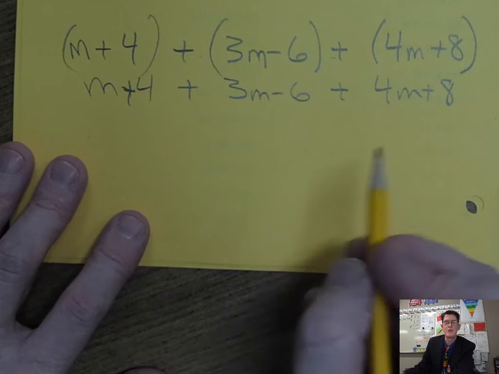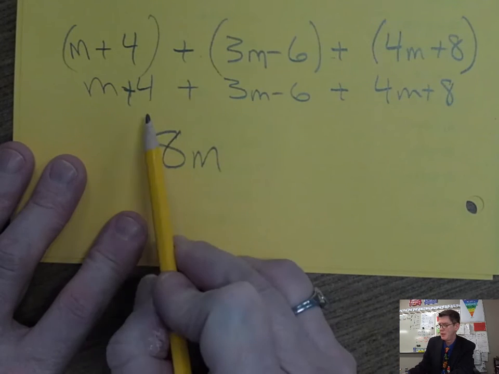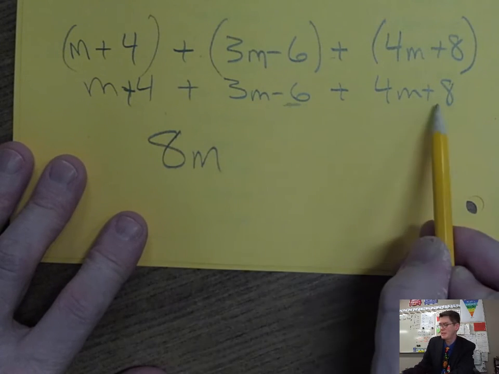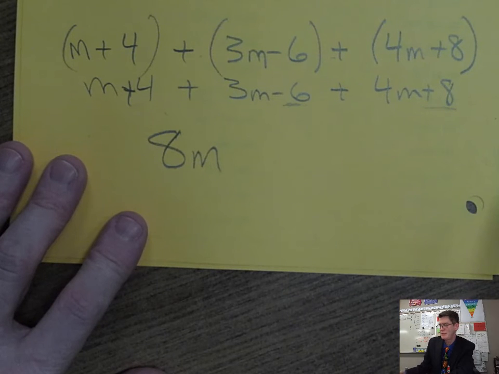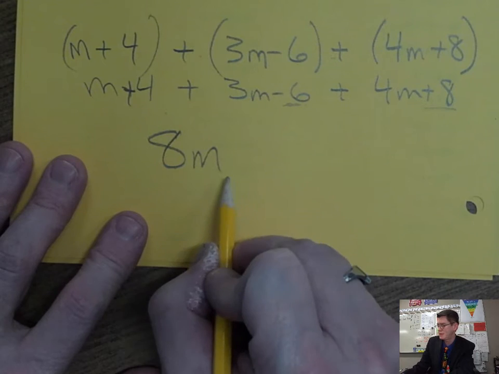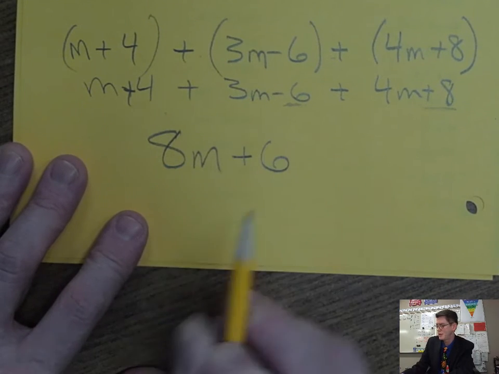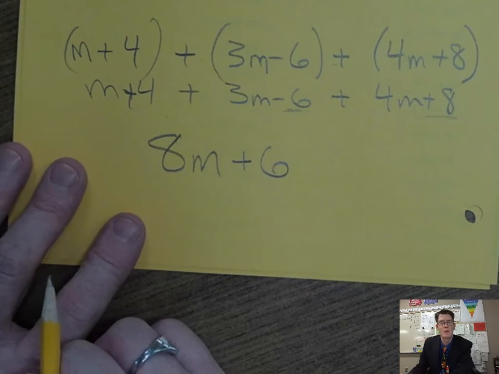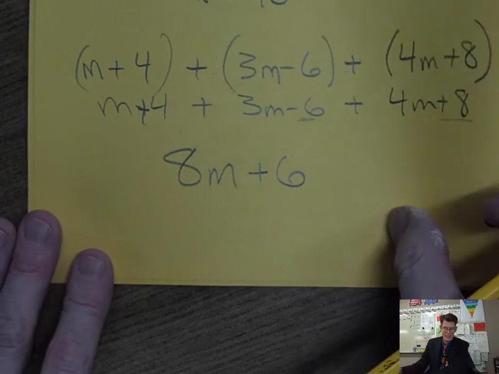1m plus 3 plus 4 is 8 of the m's. I have a positive 4. And then I'm minusing 6, and I'm adding 8. I have no idea what I'm at. I think I'm at 6. Positive 6. And there's the simplest form that we can use when adding expressions together.